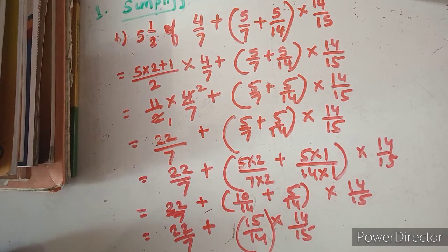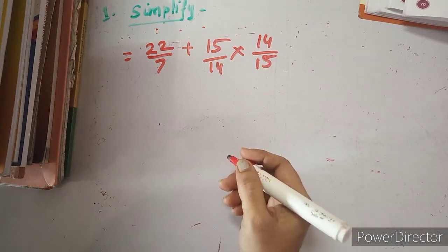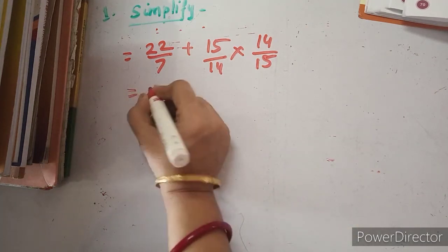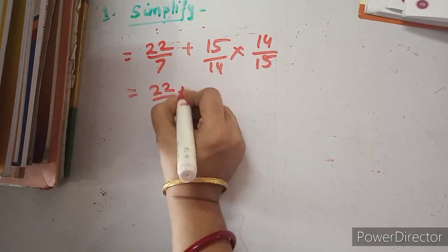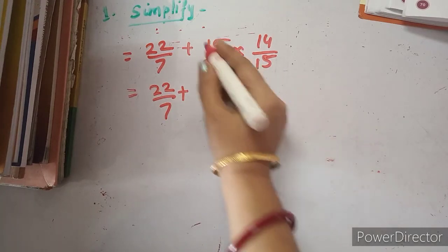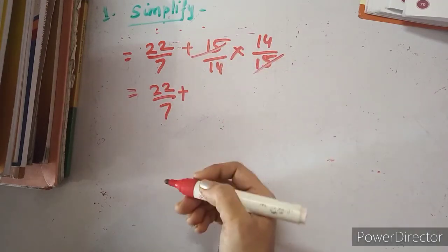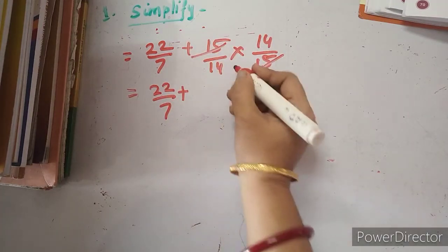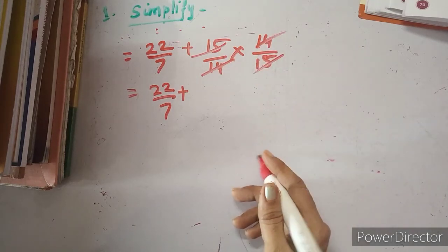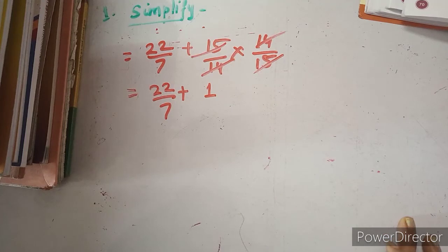Now the next step is, now see, I have removed the bracket over here, and then what I am doing is I am doing the cancellation work in this part. Okay, so here you can see 15 and 15 get cancelled out. Here also 14 and 14 get cancelled out. So this remains as 1.